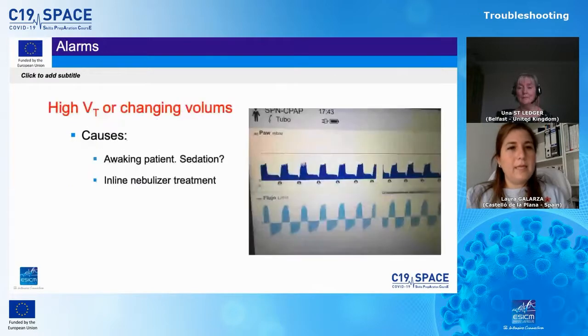Another alarm is the high tidal volume or changing volumes alarm, which is frequently seen in awakening patients that maybe need some more sedation or completely hold it. And also when there's an inline nebulizer in the circuit. In the image, we can see these small peaks in the inspiratory part of the pressure wave, and this can be seen when there's something in the circuit, for instance, some water, or when there are secretions.